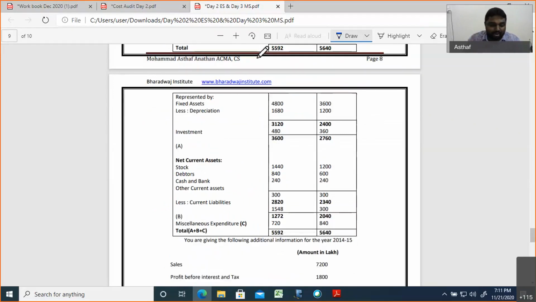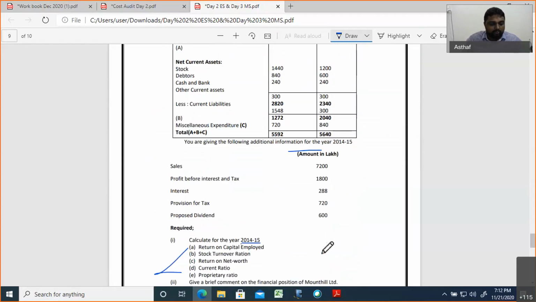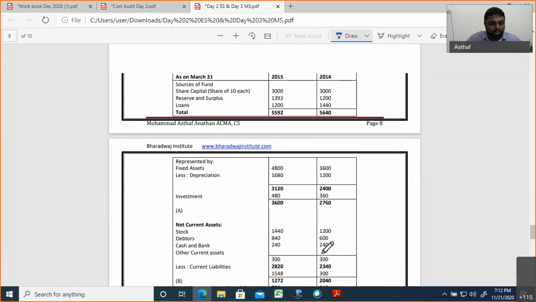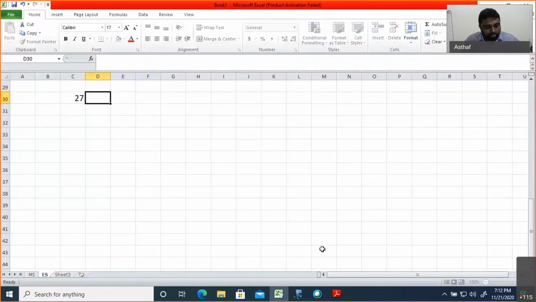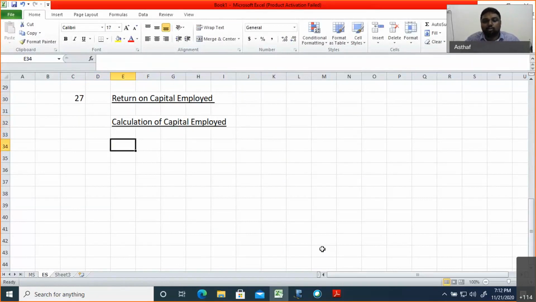One point is very important. This is not a rule question. If it is not a rule based question, our capital employed will be the normal method. So we can start. First we have to find out return on capital employed. Question number 27. First we do return on capital employed. So first we will find out the calculation of capital employed.